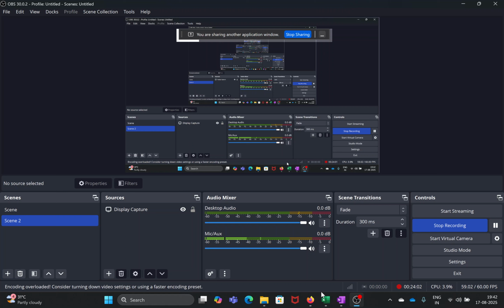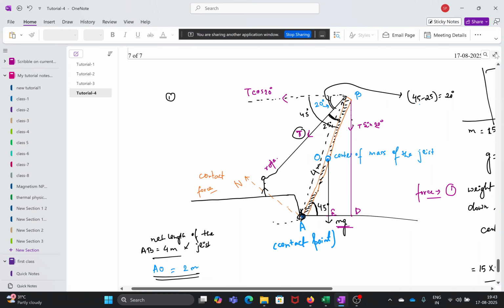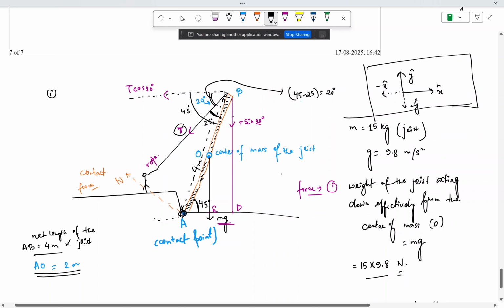Okay, so we have already started. I was just trying to solve question number 1, which is this question. I was defining the different kinds of forces over here. So you can start listening in from here.